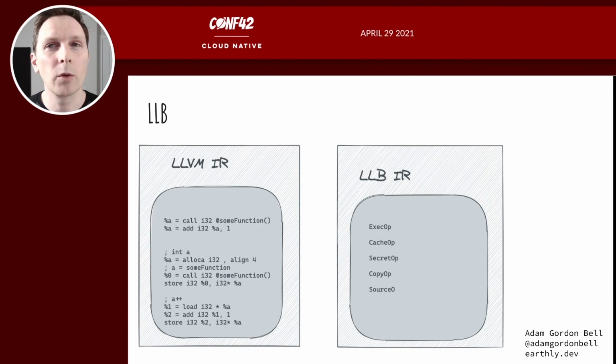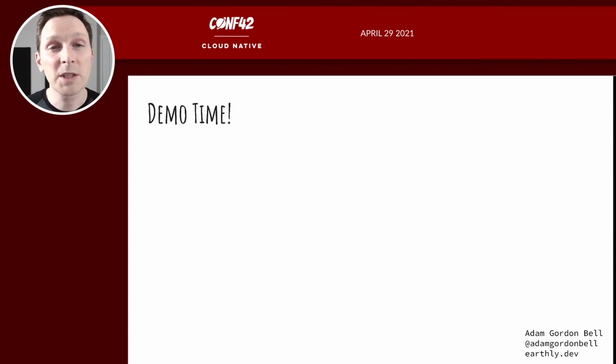So just to explain how it works, LLVM-IR looks like this on the left. It's sort of a verbose and explicit programming language. LLB is much simpler. It looks quite different. With LLVM, the basics are kind of a simple programming language. With LLB-IR, it's sort of a language for creating these self-contained cloud-native packages. So let me show you how that works.